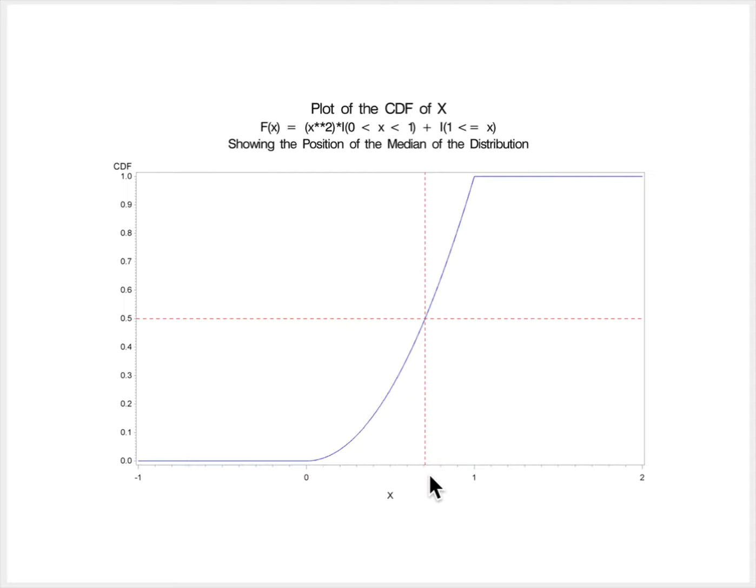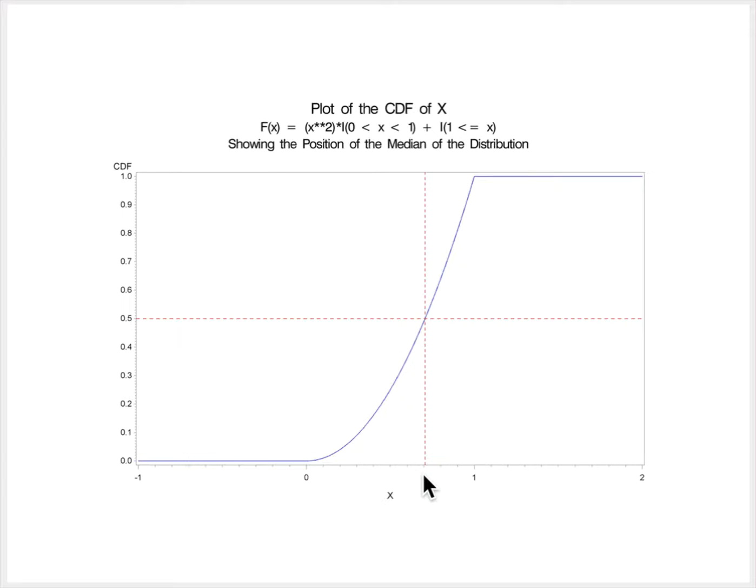Now, what I've also done is I've drawn a vertical line at the square root of 1/2, which you'll remember to be a little bit larger than 0.7. And so you can see that this vertical line intersects the horizontal line and the graph of the CDF in exactly the right spot. So this shows graphically that we've found the right value for the median.